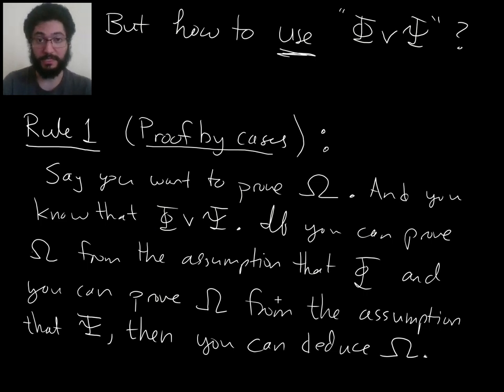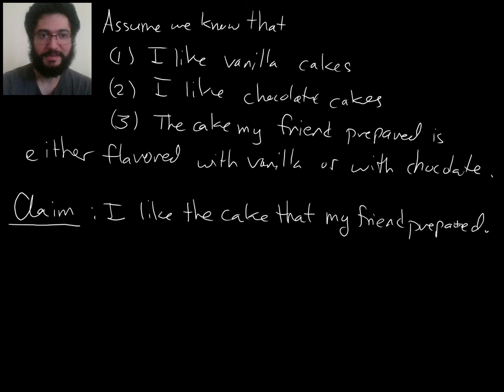Now, there's a really particular format that I want you to use for writing proofs by cases. So let me use the cake example just to show you that format. And you'll use that in basically all of your proofs this quarter. Okay, so let's make these assumptions. Let's assume we know that I like vanilla cakes. That's number 1. And assumption number 2 is I like chocolate cakes. And assumption number 3 is the cake that my friend prepared is either flavored with vanilla or with chocolate.